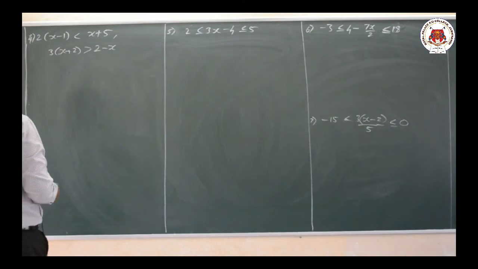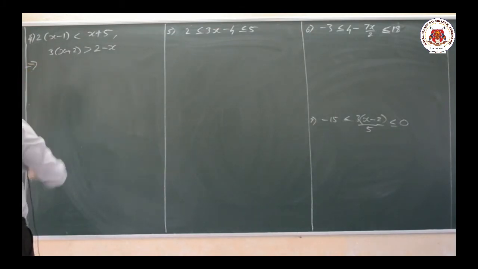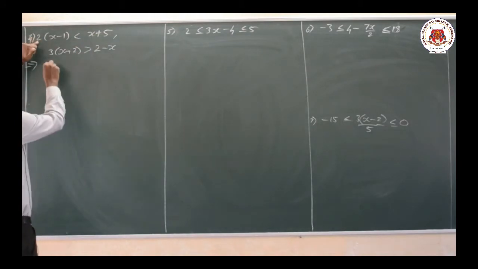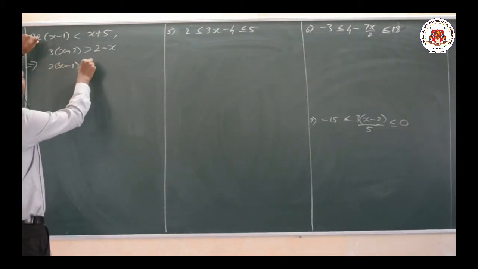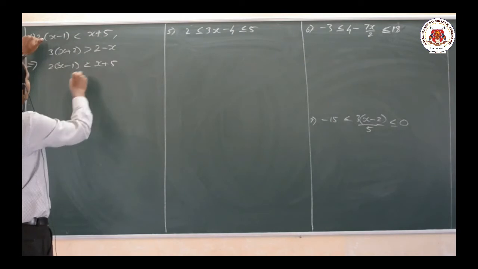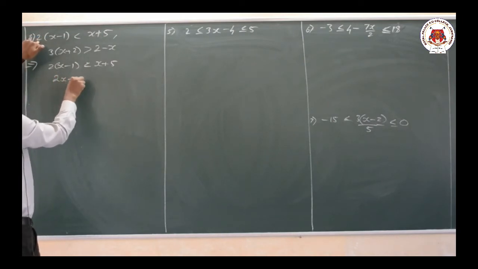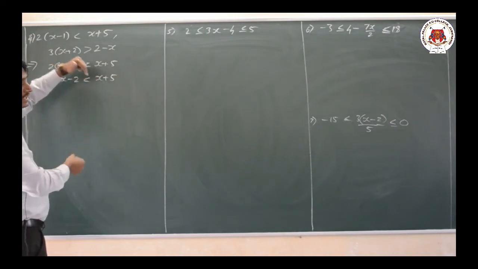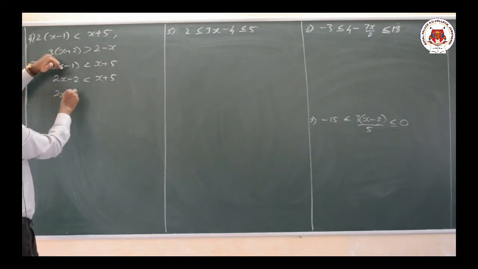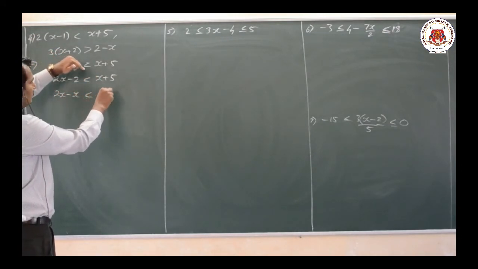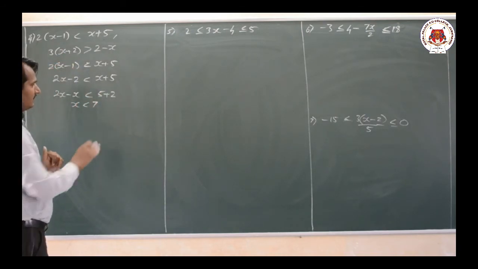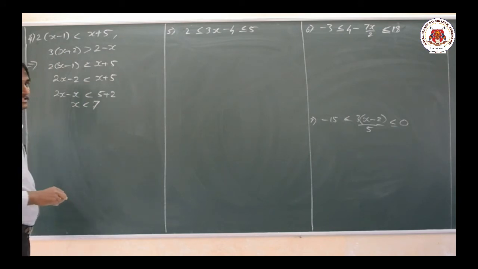Here also we are having a simultaneous inequality, dear students. First of all I will solve the first one, that is 2 into (x minus 1) less than x plus 5. Multiplying by 2, we get 2x minus 2 less than x plus 5. Now take the x to the LHS, that is 2x minus x less than 5 plus 2. So x less than 7. This is the first inequality.